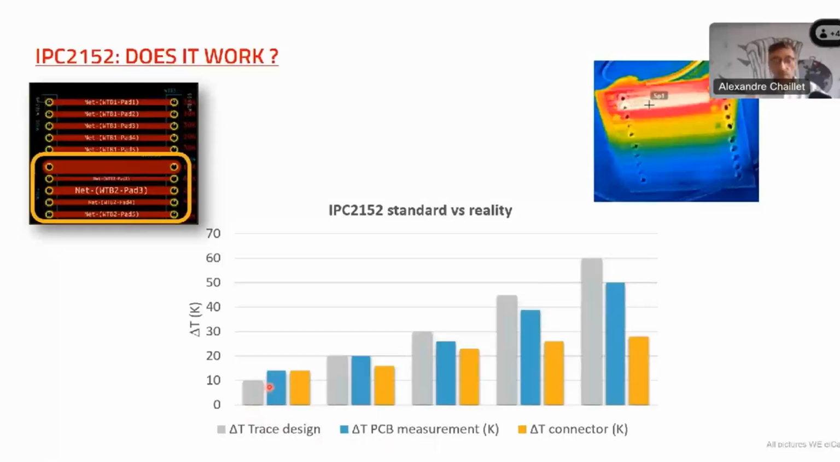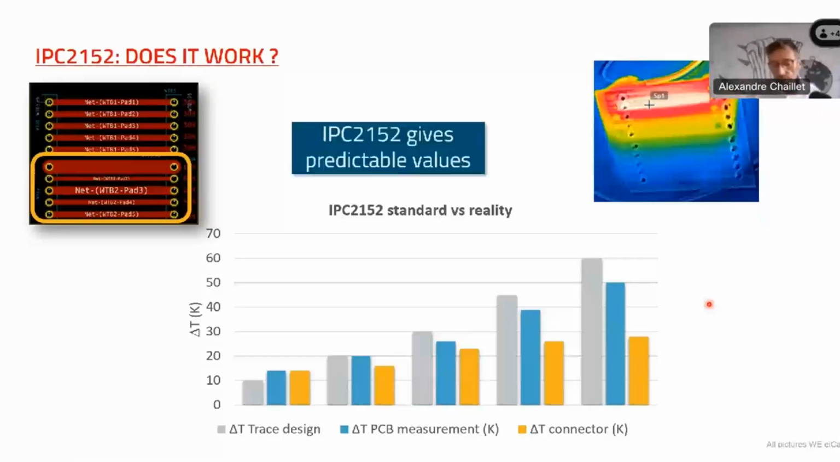So first, what you can see is that this is not so bad. This is really close to what is planned by the IPC 2152. So this IPC gives predictable values. One more thing you can see is that the connector is always cooler than the trace. What does it mean? It means that the connector is designed to heat not so much, to limit the temperature rise. So the connector in that case will play the role of a trace cooler, and you will see that wire does the same.